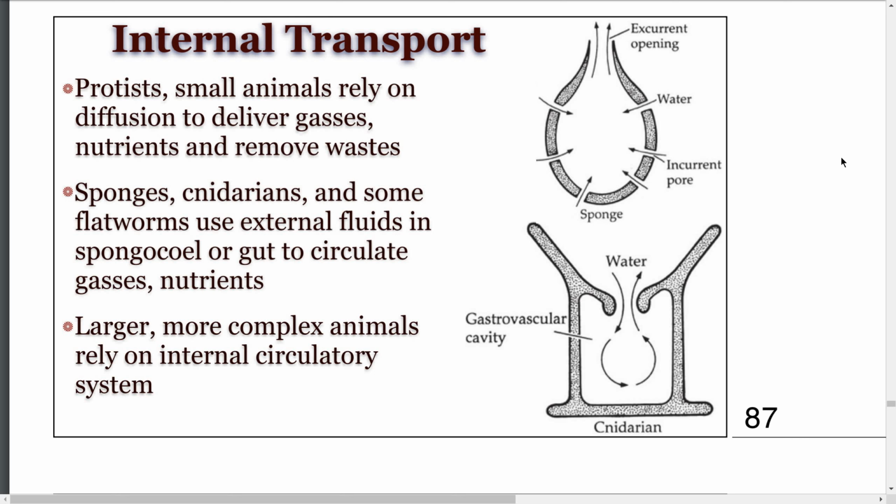For cnidarians, which you'll meet in lab today, you have a large gut, a gastrovascular cavity with a single mouth opening here, so it's an incomplete digestive tract. But again, all of the cells are either fairly close to the external environment, so they can just get gases and things by diffusion, or fairly close to the gut cavity lining these internal cavities here.